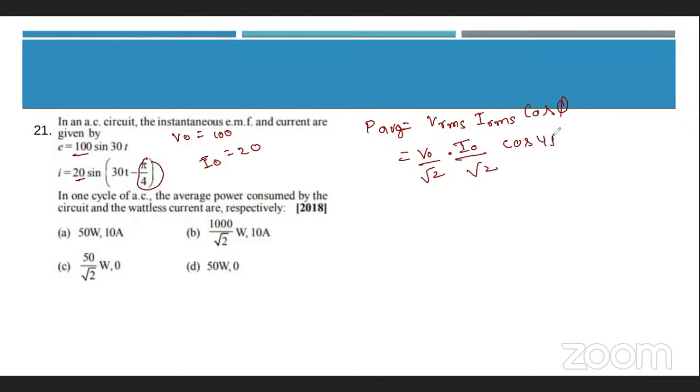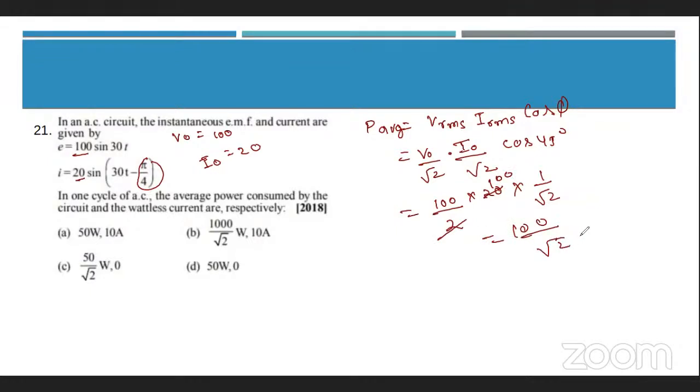So cos 45 degrees. V naught value is 100, so 100 over root 2. And I naught is equal to how much? I naught is 20. And cos 45 is equal to how much? It is equal to 1 by root 2. So this is 1000 upon root 2.